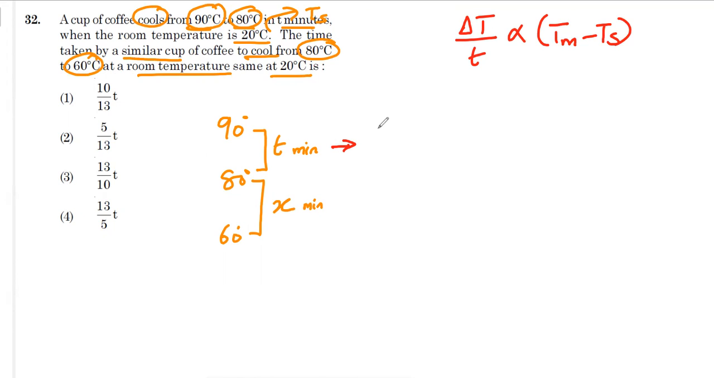The difference in temperature is 10 by time is t. This is proportional to t mean. T mean na average temperature. Average நடுவுல இருக்கிற value. Okay, 80 க்கும் 90 க்கும் நடுவுல இருக்கிறது 85 minus surrounding. Surrounding they have given it's 20 degrees Celsius.